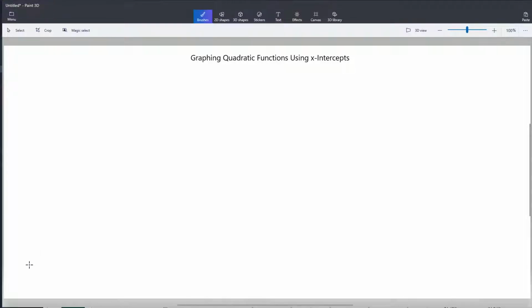Everybody, in this video we're going to talk about how to graph quadratic equations using the x-intercepts. Last time we talked about graphing using the vertex form, where you plotted the vertex and then plotted the other two key points. Here we're going to talk about using x-intercepts.